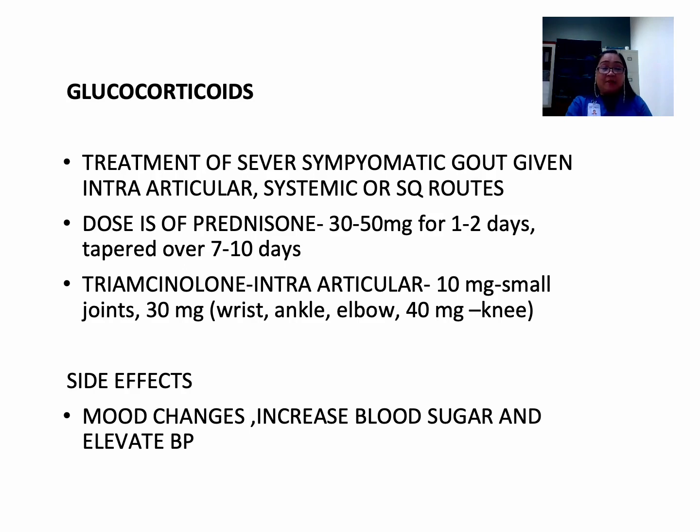The next example of glucocorticoids is triamcinolone. It is given intra-articular, and it can be given 10 milligrams in small joints, 30 milligrams in the wrist, ankle, and elbow, and 40 milligrams for the knee. The side effects of these glucocorticoids are mood change, increased blood sugar, and elevated blood pressure.